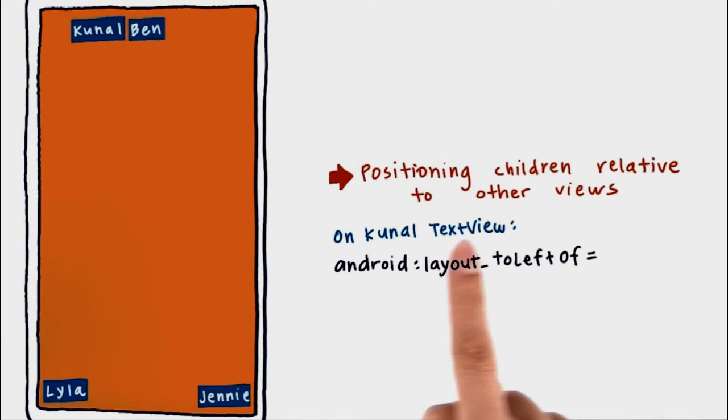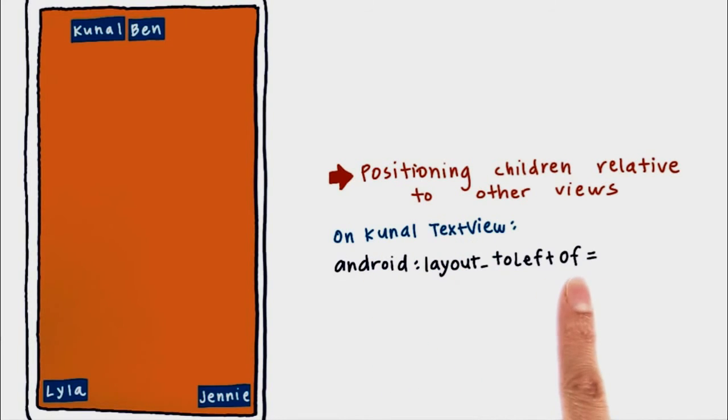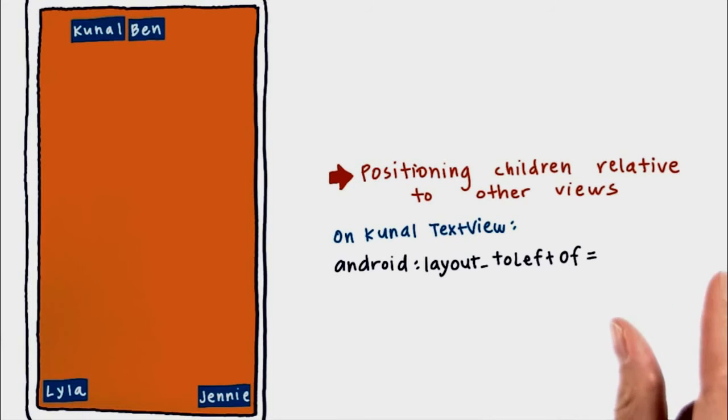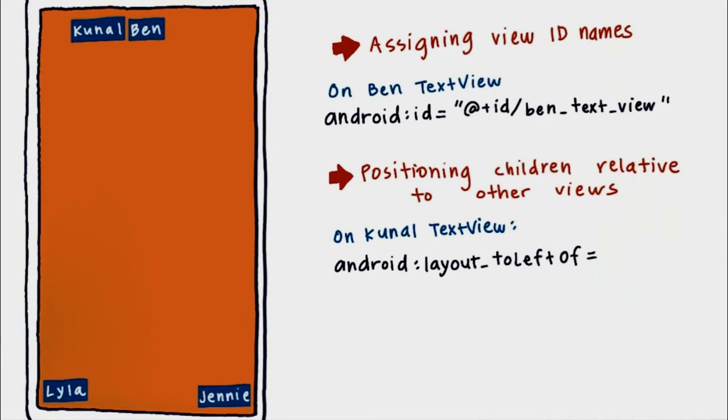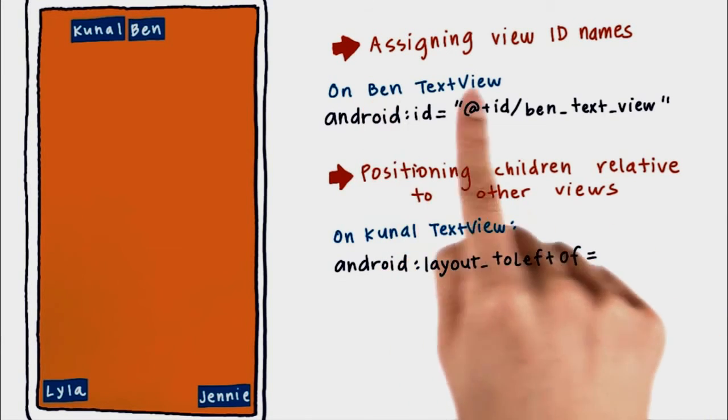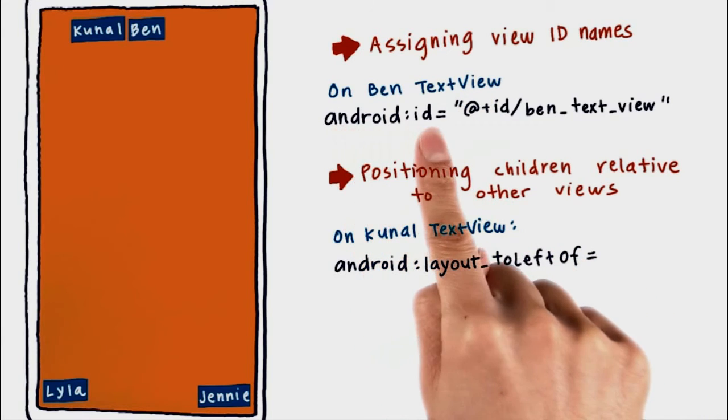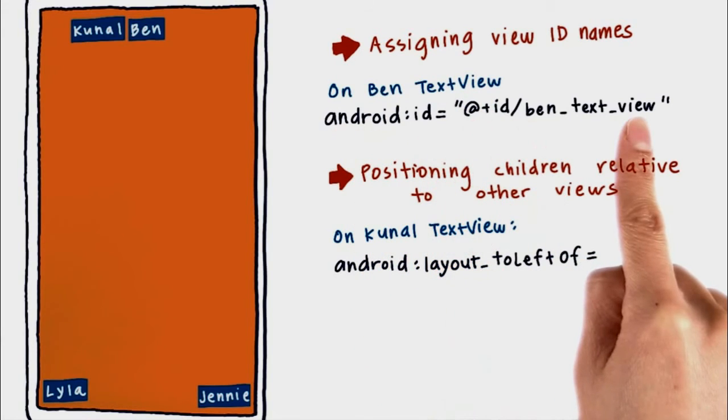This means that the Kunal text view should be to the left of some view. And the way we specify some view is to use view IDs. We can assign view ID names to any view. They don't have to be specifically just for RelativeLayout. They could be located within a RelativeLayout or a LinearLayout or any other view group. So on the Ben text view, we can add this attribute android:id. The value of it is the ID name.